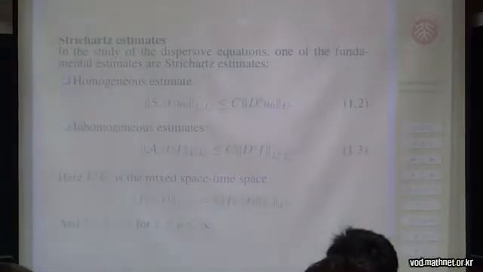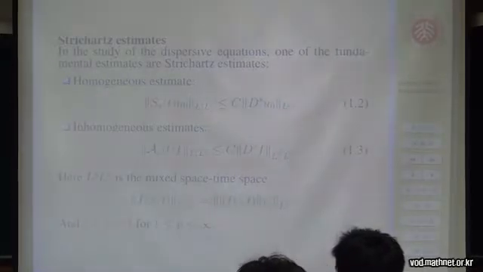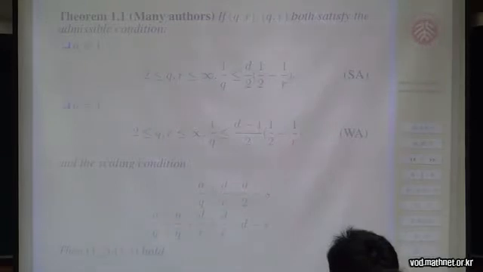Now, the Strichartz estimate is the following. This is the homogeneous estimate, and this is the inhomogeneous estimate. This space-time norm is a mixed norm Lebesgue space: first take L^r in x, then take L^q in t. This is the well-known theorem of the Strichartz estimate. Basically, we have two results, for Schrödinger and for wave. For wave, the range is different from the Schrödinger, and of course these are the natural scaling invariant conditions.